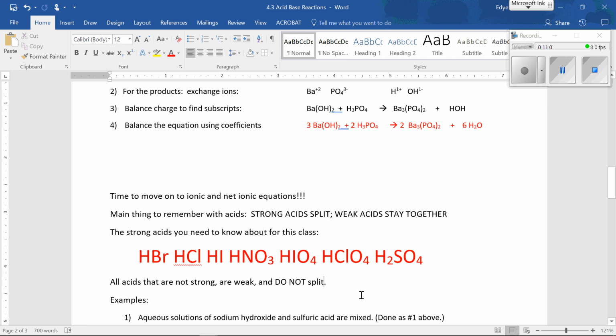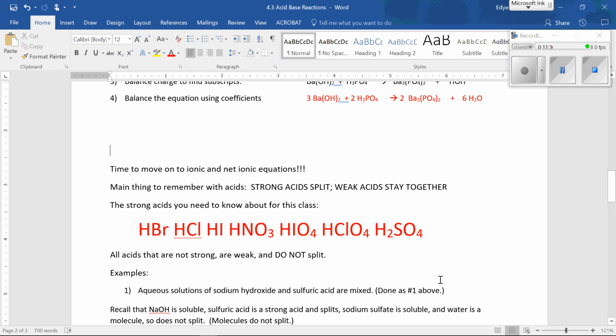Okay, I'm repeating this right here. All acids that are not strong are weak and do not split. So if you have anything that starts with an H and is not one of these, you will assume that is a weak acid and it doesn't split. So for instance, right here, the H3PO4 starts with H, so we know that's an acid. It is not one of these acids, therefore this H3PO4 would not split. And we'll go over that when we do that problem.